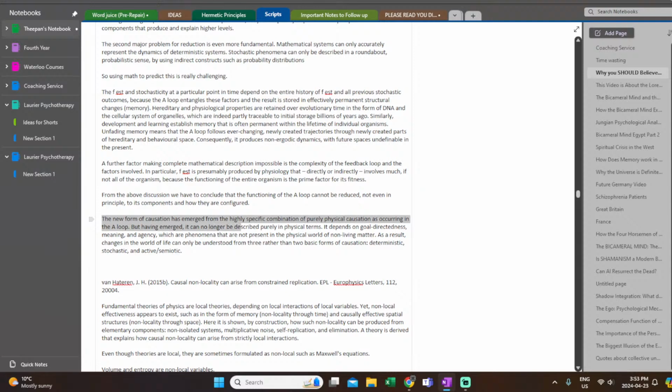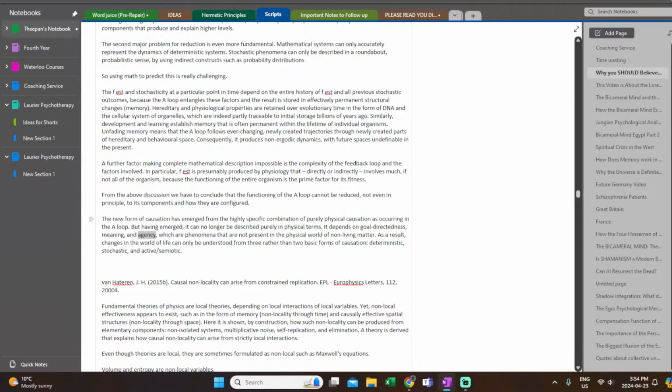Having emerged, it can no longer be described in purely physical terms. It depends on goal-directedness, meaning, and agency, which are phenomena that are not present in the physical world of non-living matter. Yeah, meaning, especially meaning. The goal-directedness is itself emergent from F, because F itself is a goal, and you can show that F itself is increasing. F estimate, meaning for sure, because that's all about representation of the environment and how that increasing representation is a sign of increasing fitness. And agency.